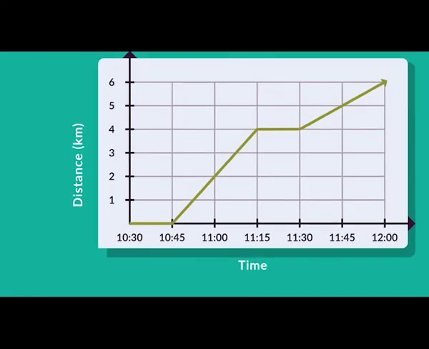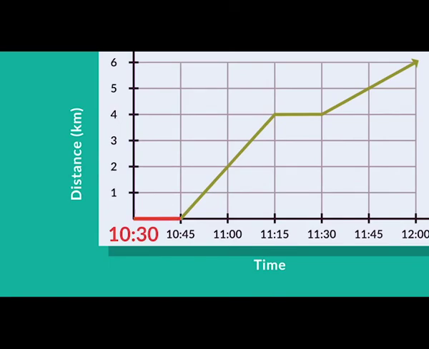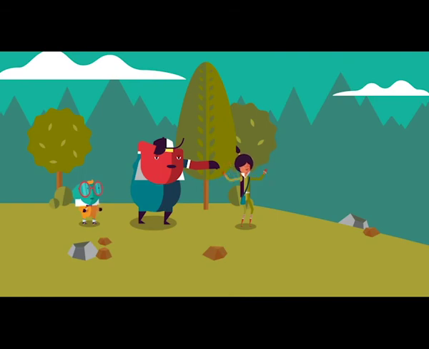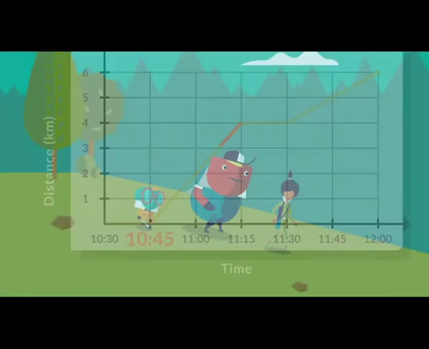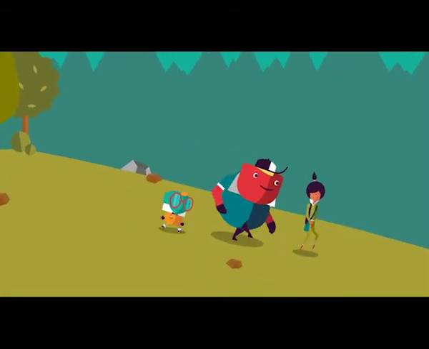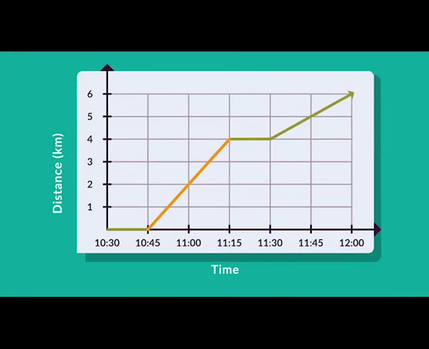They started their hike at 10:30, but the graph is flat with the gradient of 0 for the first 15 minutes, indicating there is no change in distance and they had been standing still. At 10:45, the graph starts to increase, and the gradient is constant until 11:15. If we calculate this gradient, we see that they covered 4 kilometers in 30 minutes. The gradient actually gives us their speed, which is 8 kilometers per hour.